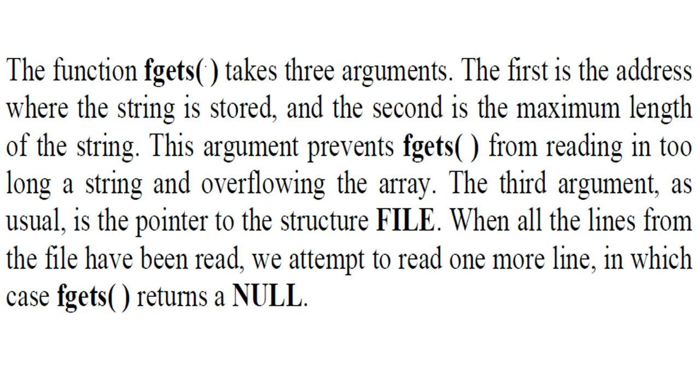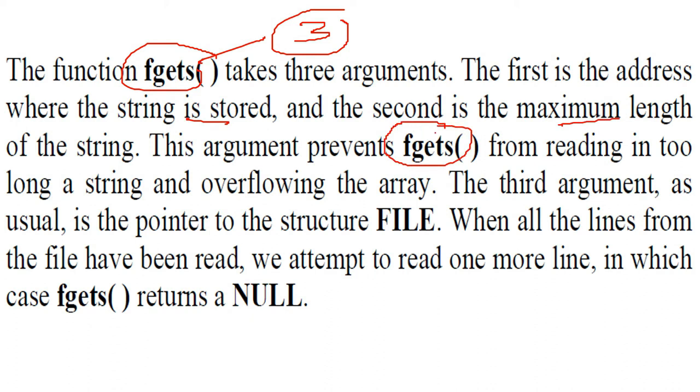So this fgets takes 3 arguments. Please understand, it takes 3 arguments. The first is the address of the string which is stored. The second is the maximum length, and this argument prevents fgets from reading beyond or overflowing the array. The third argument is the file pointer, and when all the lines from the file have been read, we attempt to read one more line in which we get null and we come out.